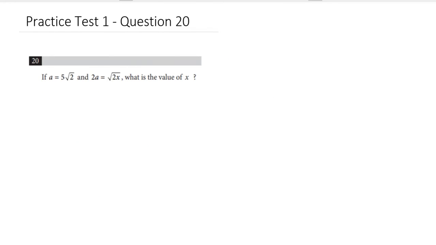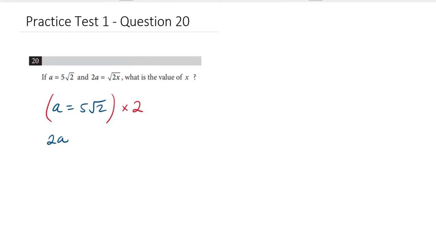Last question from the no calculation section. If A is 5 square root of 2 and 2A is square root of 2x, what is the value of x? Okay, so we are going to use the first equation to find what the 2A is. So A is 5 square root of 2. To find the 2A, we're going to multiply 2 to the whole equation.